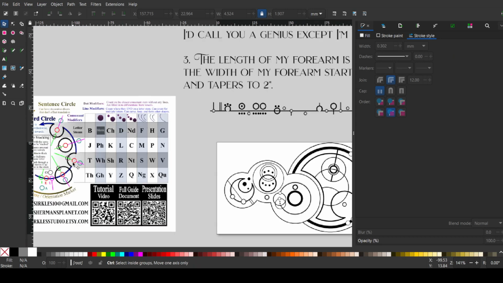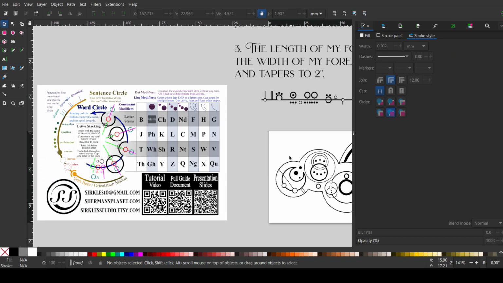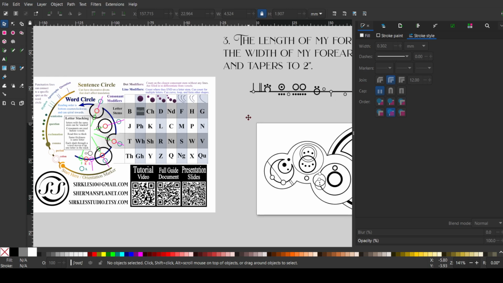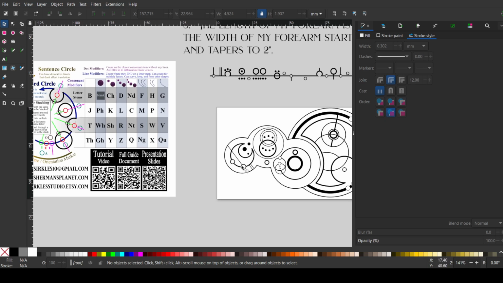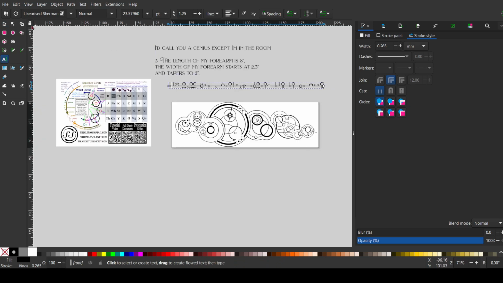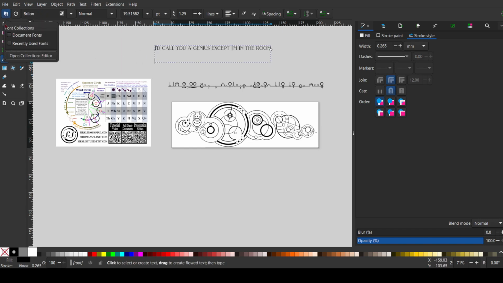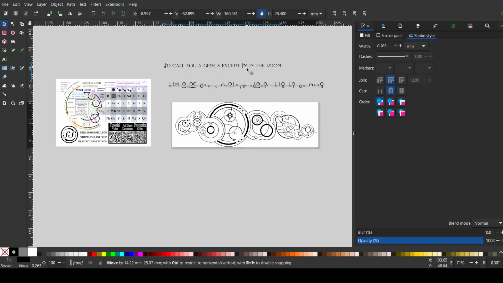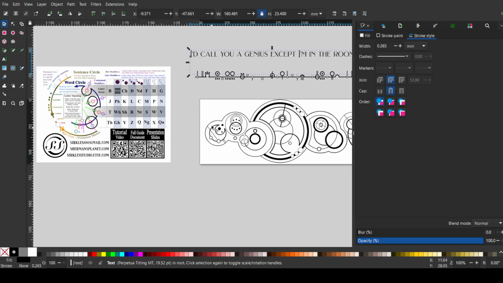It was done using this script here, and it uses a combination of different letter stems, which are these ones here, and modifiers, which are either dots or lines. And you combine these in a bottom counterclockwise order to get your words, and this is the unraveled version of this quote, which I have my notes here. And the quote is, "I'd call you a genius, except I'm in the room." So let's go ahead and get to reading this.